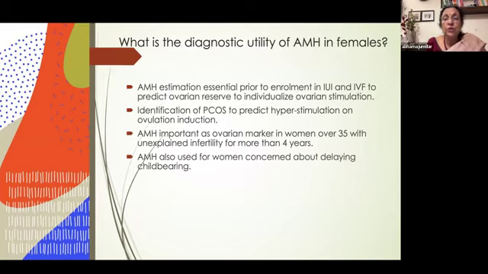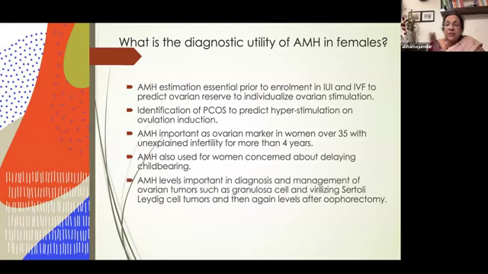AMH is also used for women concerned about delaying childbearing. Nowadays, a lot of young women come for counseling saying, I am 30, but I don't want to have a child for another 5, 8, 10 years because I have career options or professional priorities. Their AMH could be used to allay her concerns about delaying childbearing. Because if it is already very low, then we know that she might lose her ovarian reserve by the time she decides to have a baby.